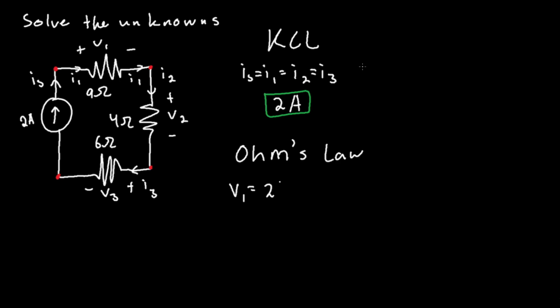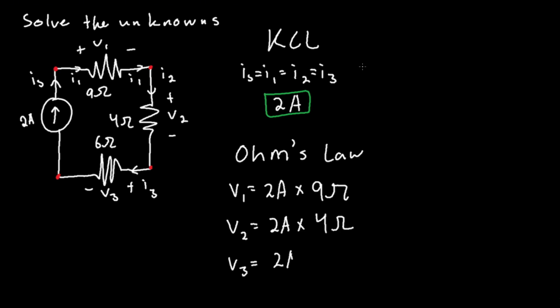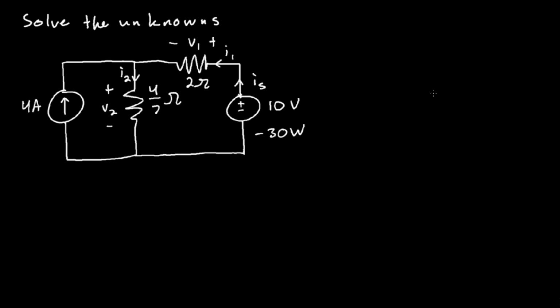V1 is equal to 2 amps times 9 ohms. V2 is equal to 2 amps times 4 ohms. And V3 is equal to 2 amps times 6 ohms. Therefore, your voltages are 18 volts, 8 volts, and 12 volts. Let's go ahead and solve the unknowns for this.